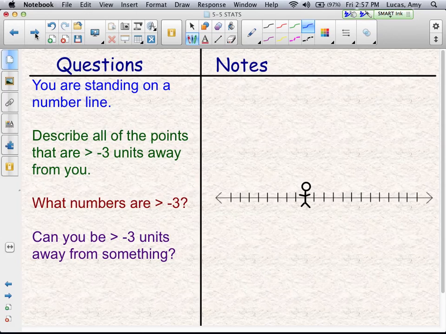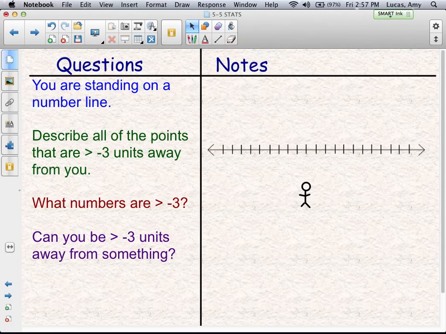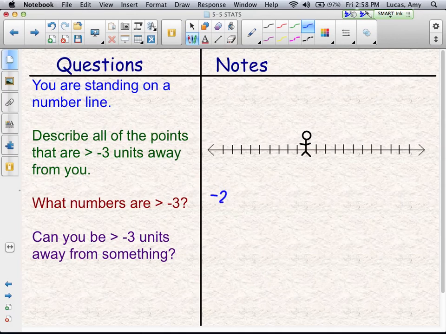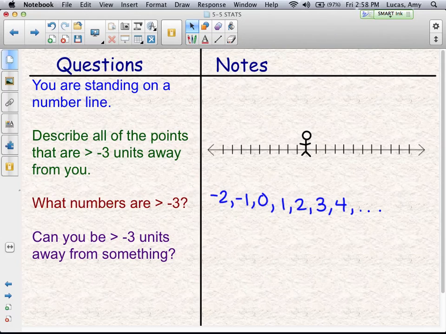Now, how about a negative number? What if you are greater than negative 3 units away from the person on the number line? What kind of numbers are greater than negative 3? Well, a lot of numbers are greater than negative 3, like negative 2, negative 1, 0, 1, 2, 3, 4, and so on. Because we're talking about distances, can you be greater than negative 3 units away from something?